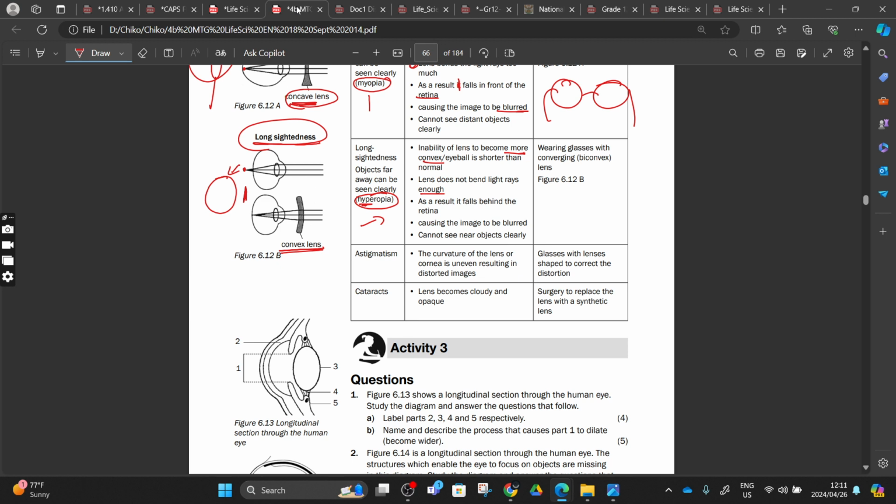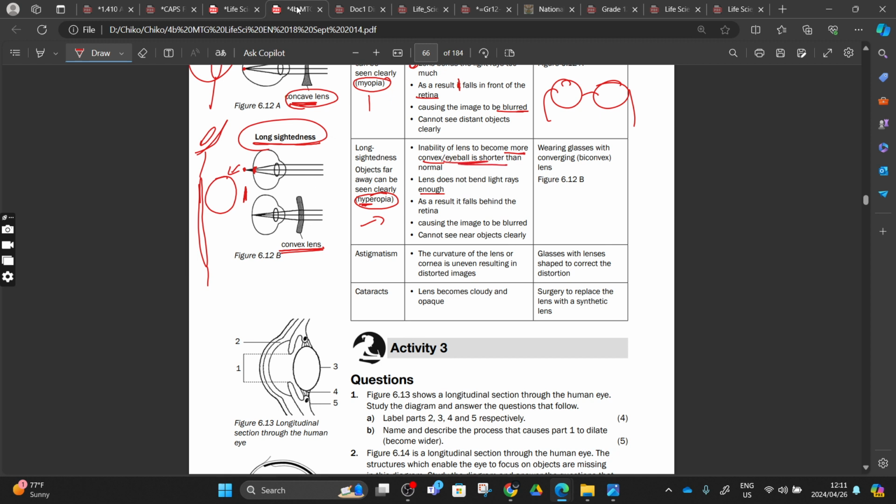So your lens here stays like that. Your lens here stays like this, right? You know what? For the lens to be like this, our suspensory ligaments have to be tightened, and then our ciliary body has to push away from our lens, and then our ciliary muscles have to relax. You'll agree with me, right? As a result, it falls behind, causing the image to be blurred, because the light that is focused at the retina is still open, right?